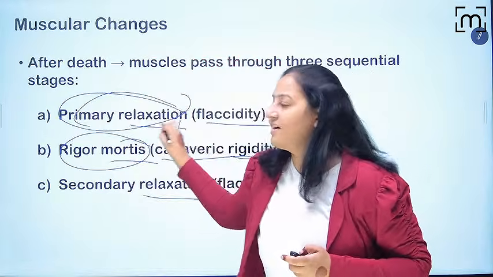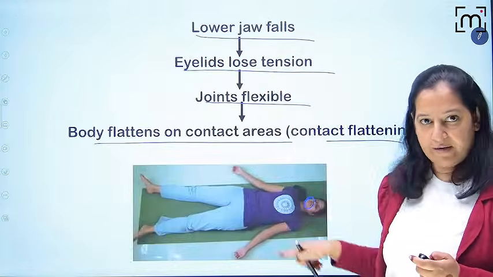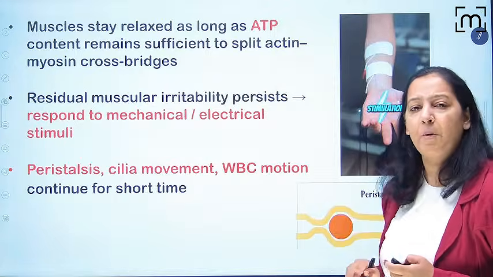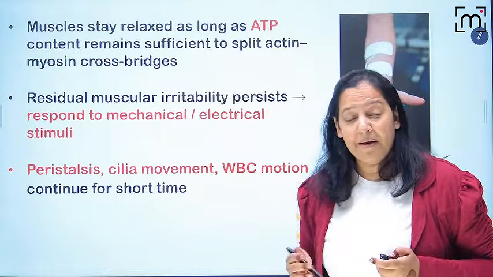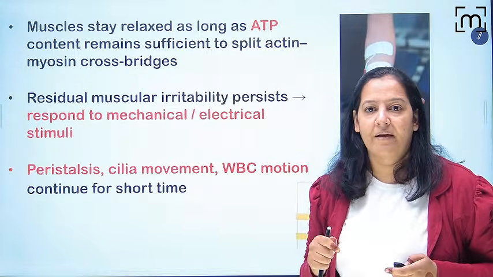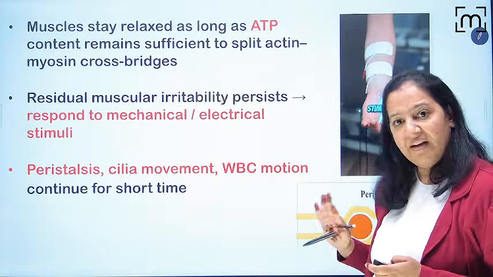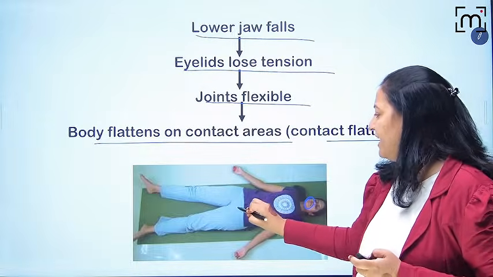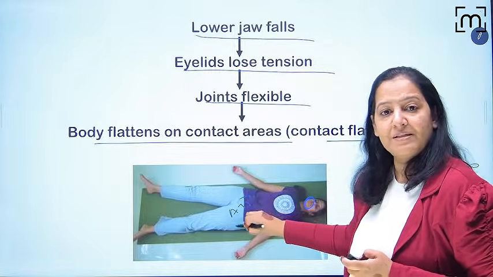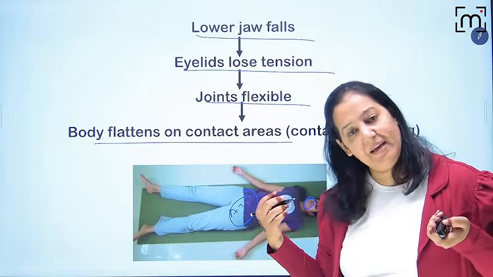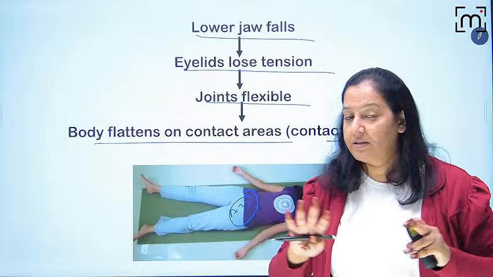So in primary flaccidity, the complete body relaxes. You have to learn like this. Now why is the complete body relaxing? Why is it not contracting? Because for relaxation, ATP is required. As soon as death occurs, remnant ATP is present inside the dead body. Till the ATP is present, it will relax. Once the ATP is utilized, there is no more ATP.